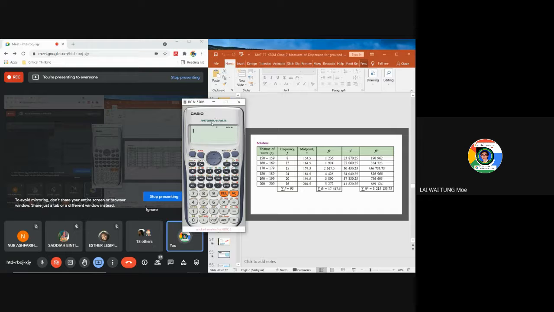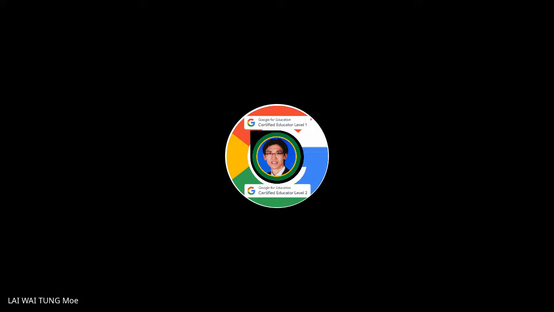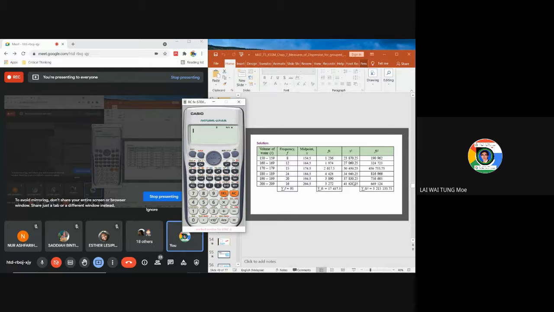Actually, the calculator can help you to check the answer for this one and this one: the total f, the total fx, the total fx squared, and also the mean and standard deviation. So how to do this? If you have your calculator, you can follow me. If you have the black color version of calculator, you can follow the steps from this textbook.